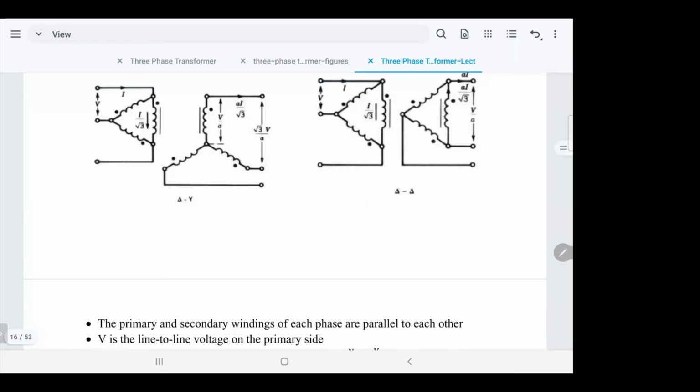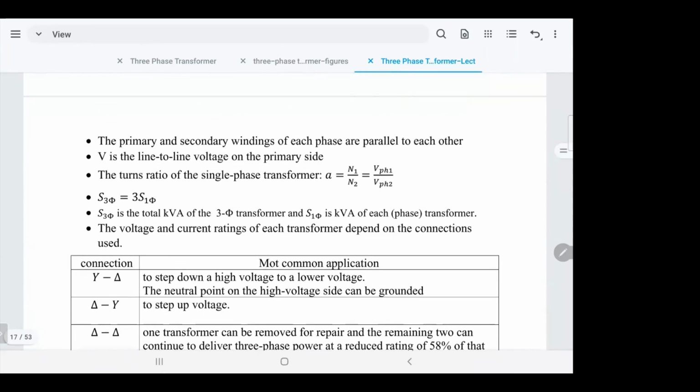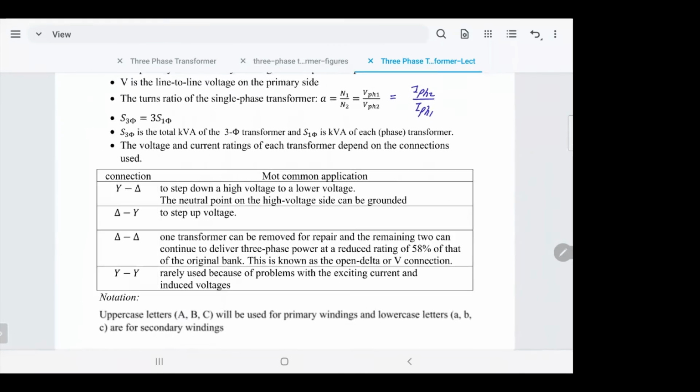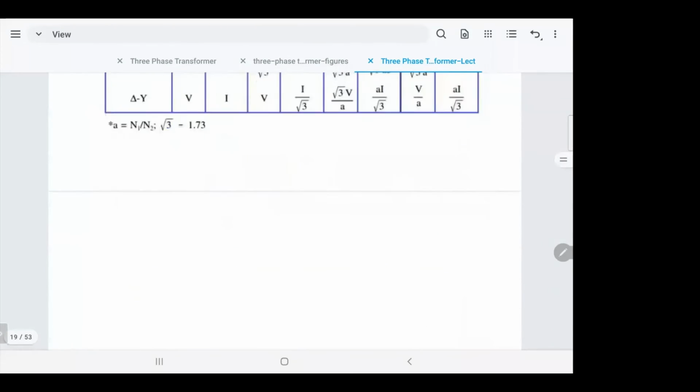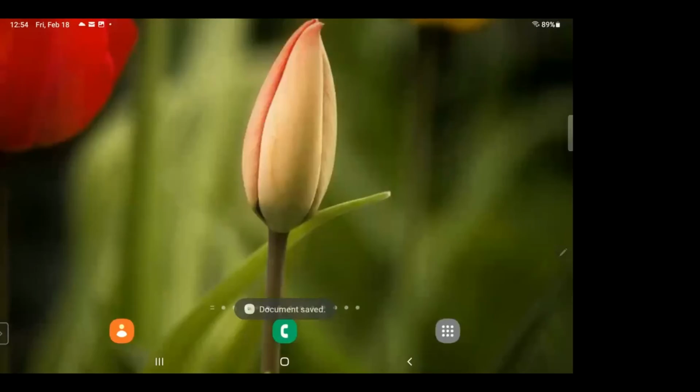All this information will help us to analyze the transformer. Remember that the turns ratio for a single-phase transformer is N1 over N2, or phase voltage 1 over phase voltage 2, and you can also say it equals the current of phase 2 divided by phase 1. We are familiar with this. This is the turns ratio of single phase, not three phase. Well, what happens to the turns ratio for three phase?